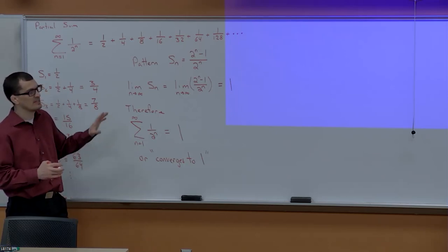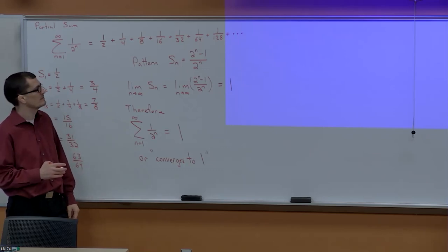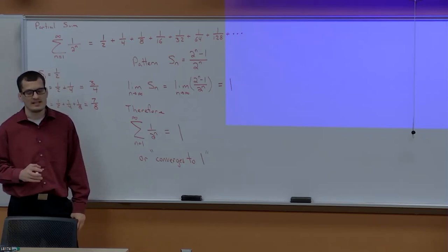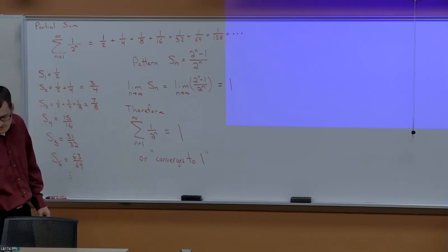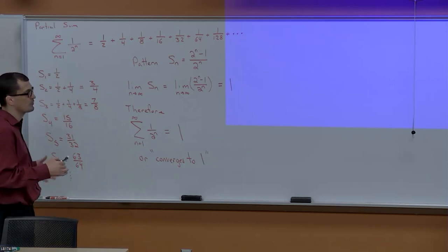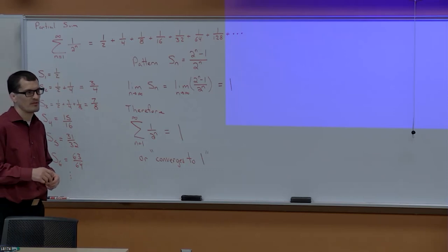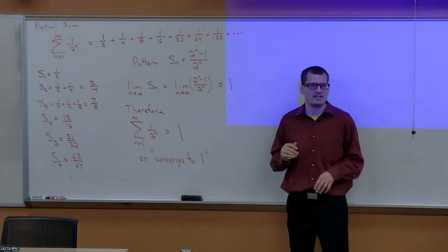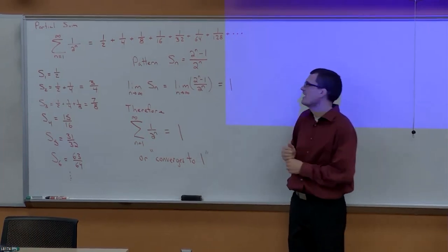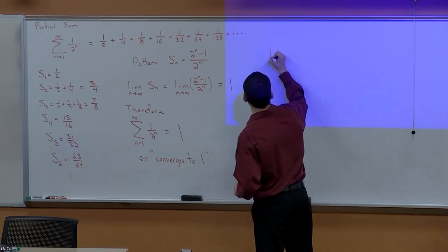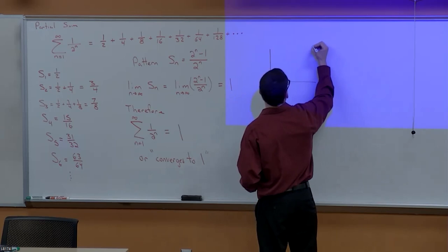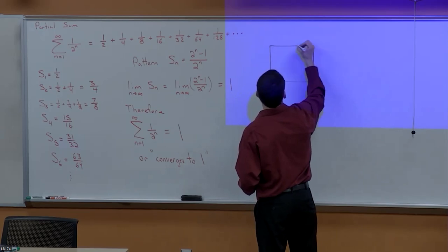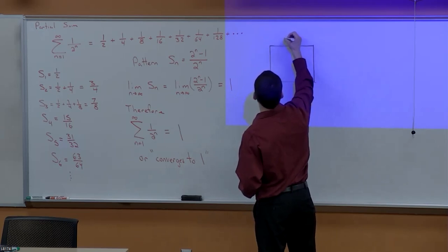By the way, this is kind of an interesting one. This is a very well-known infinite series. And it's one where you'll often see what's called a proof without words. There's a geometrical way to see this. Take a square, which is 1 unit by 1 unit.